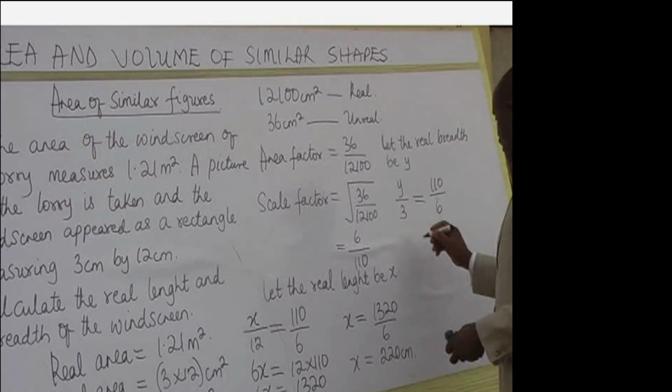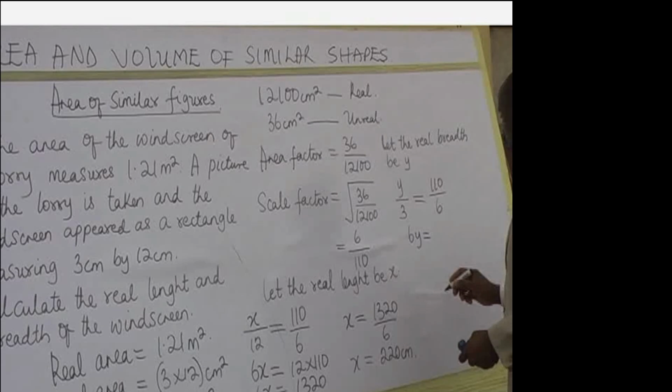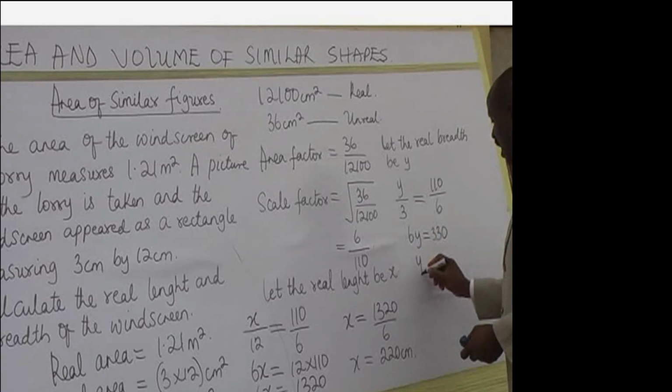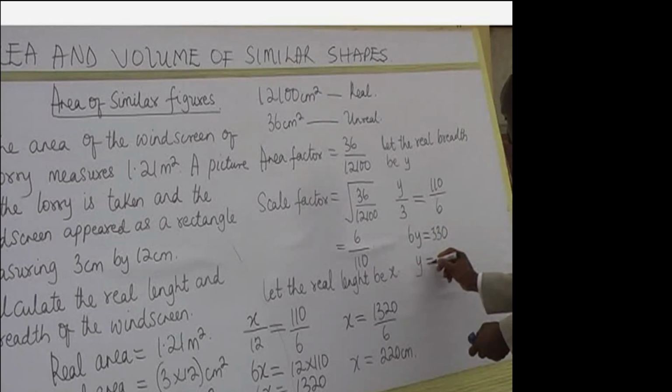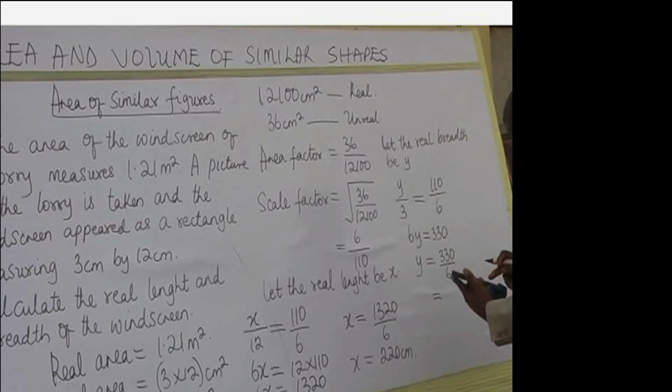If you cross multiply, y times 6 will give you 6y, and it's going to be equal to 3 times 110. 3 times 0 is 0. 3 times 1 is 3. Times 1 again is 3. If you divide both sides by 6, you have only y left on the left hand side, and it's going to be equal to 330 divided by 6. And with a calculator, 330 divided by 6 is 55.